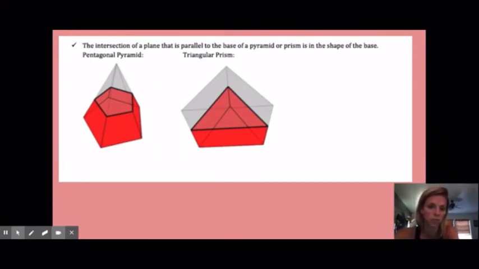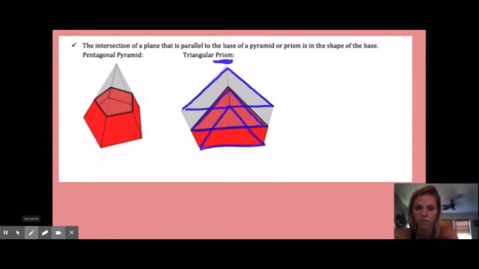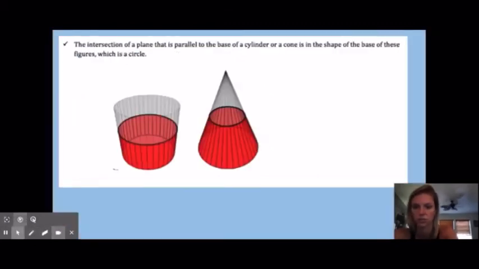You have a triangular prism. For this one, again, it's a prism, so the triangle has to be congruent. This middle one in here is congruent to both the bottom and the top because it's a prism, which again, this one is a pyramid. So the pentagon has gotten smaller as it gets closer to the top.